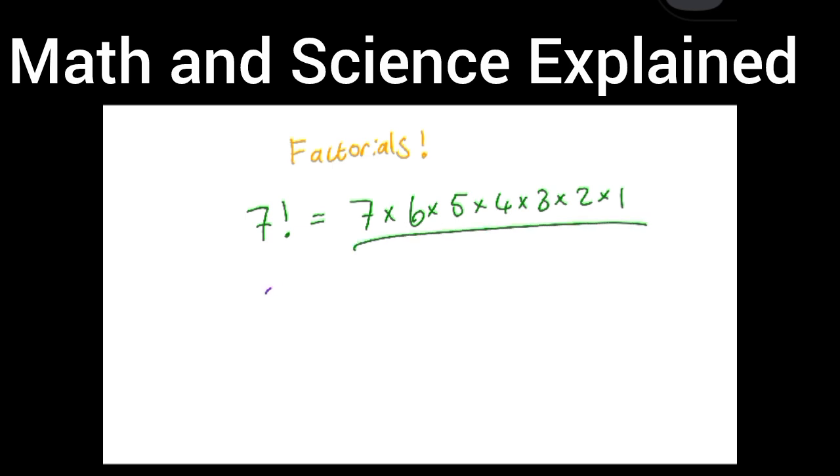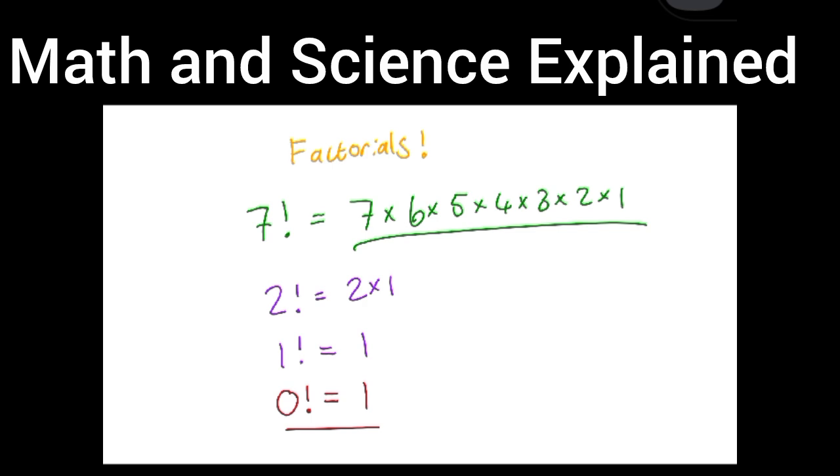And if we have, say, 2 factorial, that is going to be 2 times 1, or just 2. 1 factorial, quite obviously, is just equal to 1. And interestingly, 0 factorial is also equal to 1. There's a very interesting proof of this, and it's actually quite elegant, and I advise you to check it out. But yeah, just generally, these are what factorials are all about.